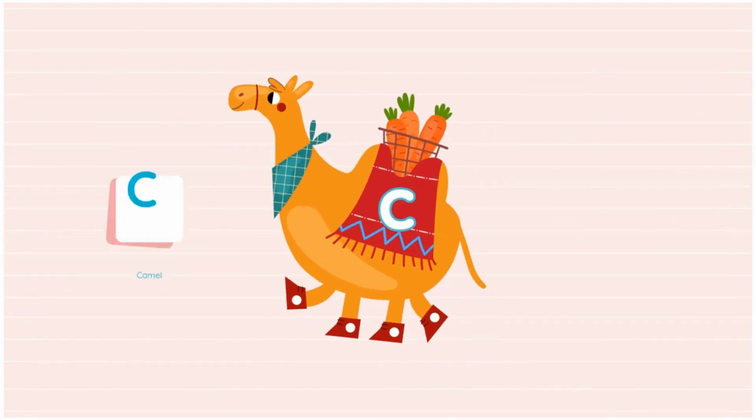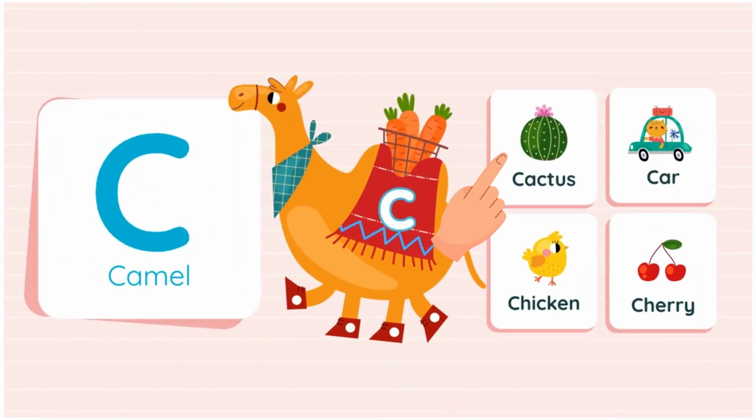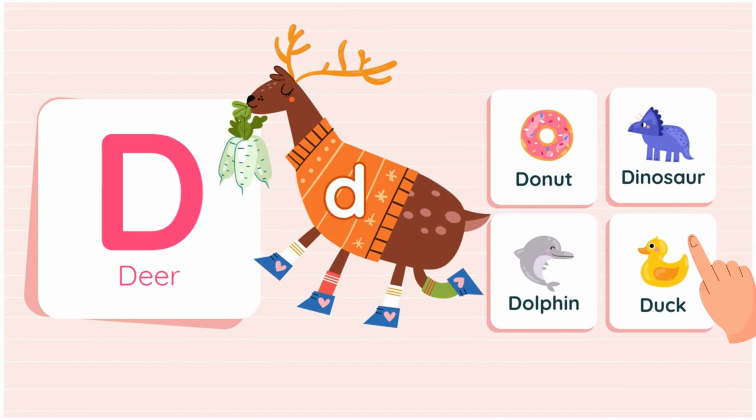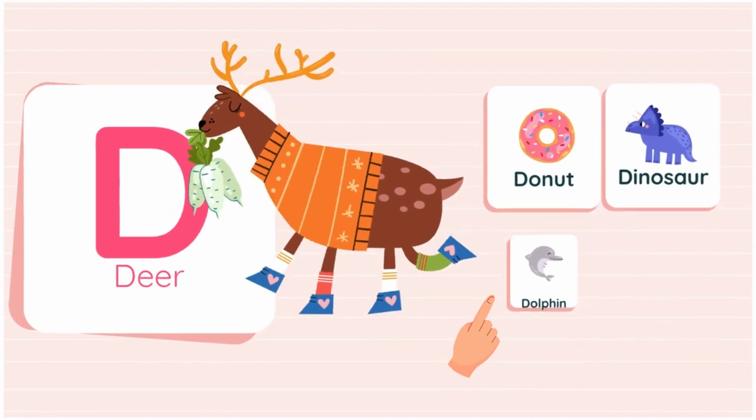C is for camel, cactus, car, cherry, chicken. D is for deer, donut, dinosaur, duck, dolphin.